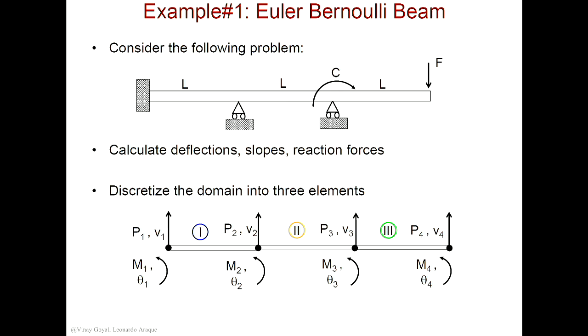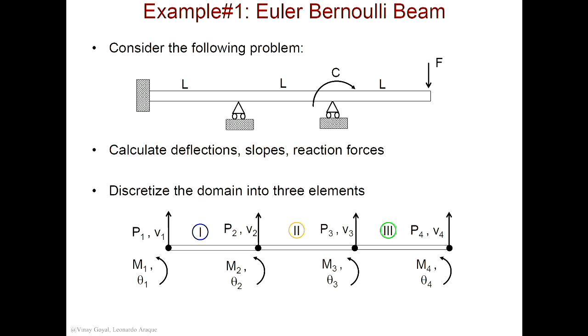And then basically V1, theta 1, V2, theta 2, V3, theta 3, V4, theta 4. Basically, this is what I have for my system. Now, if I were to write the code numbers, the connectivity matrix, for element 1, I have V1, theta 1, V2, theta 2. For element 2, I have V2, theta 2, V3, theta 3. For element 3, I have V3, theta 3, and V4, theta 4.